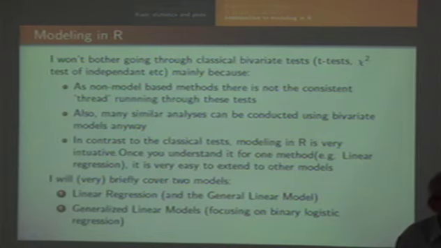So the modelling in R is very intuitive. Once you understand it for one method, for example linear regression or the general linear model, it's very easy to extend to the other models. It really looks exactly the same. I'm going to cover here this morning two methods very, very quickly, just with the modelling. The first is the general linear model, and the second is the generalised linear model, and specifically I'll focus on binary logistic regression.